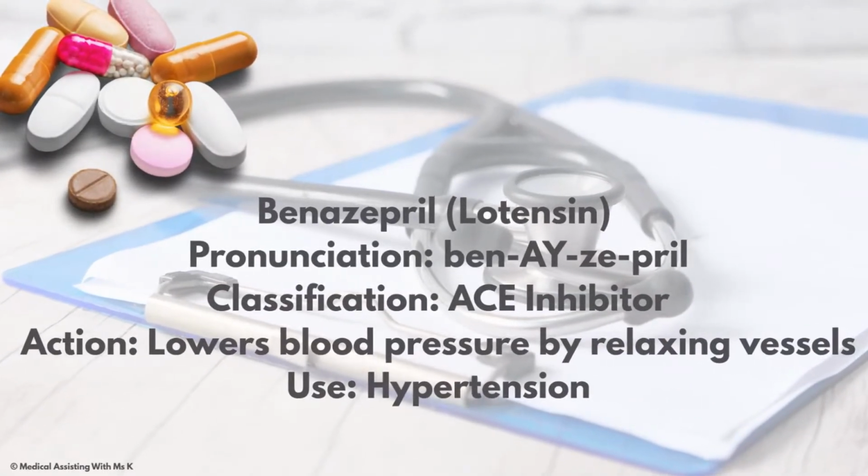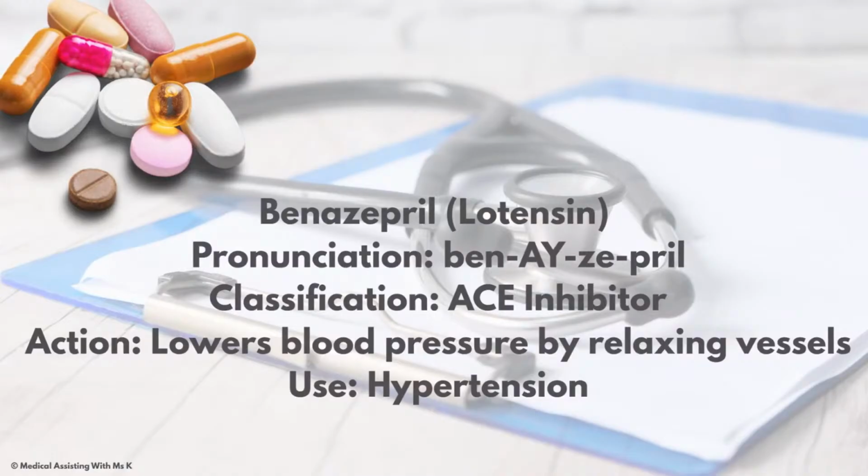Lotensin is the next medication. The pronunciation of the generic is benazepril. The classification is an ACE inhibitor. How does it act? It lowers blood pressure by relaxing vessels. It is used for patients with hypertension.